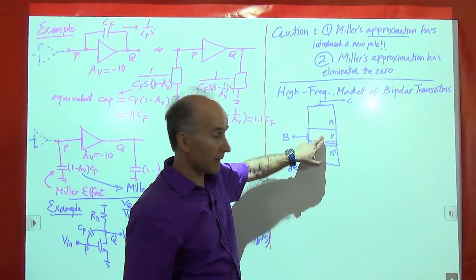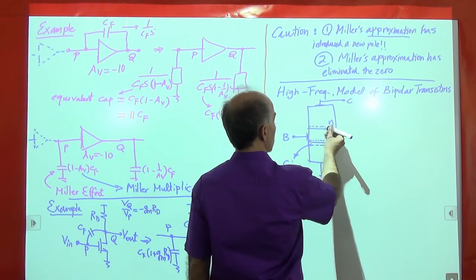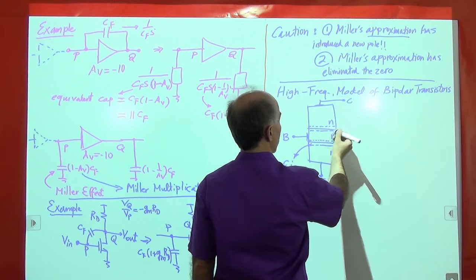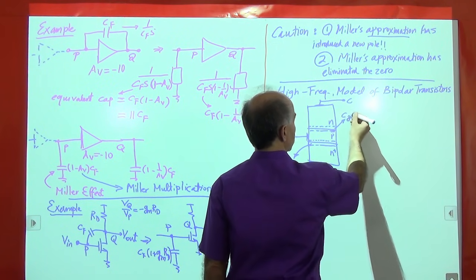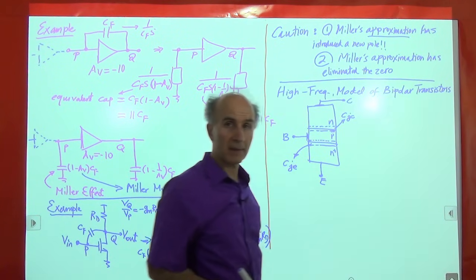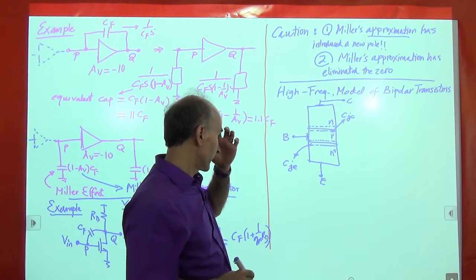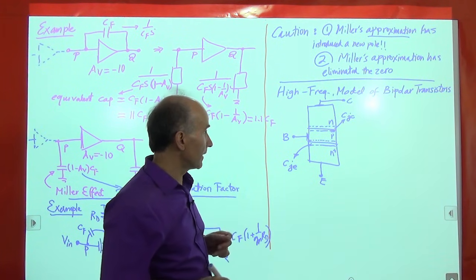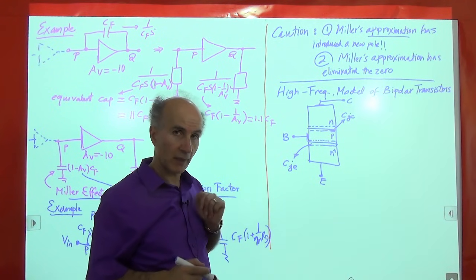There's another junction capacitance here between the collector and the base. So there's a depletion region here. And that also gives us another capacitance, which we call CJC, the junction capacitance associated with the collector. Okay. All right. So it seems that we have only two capacitances for the device, right? But it's a little more complicated.